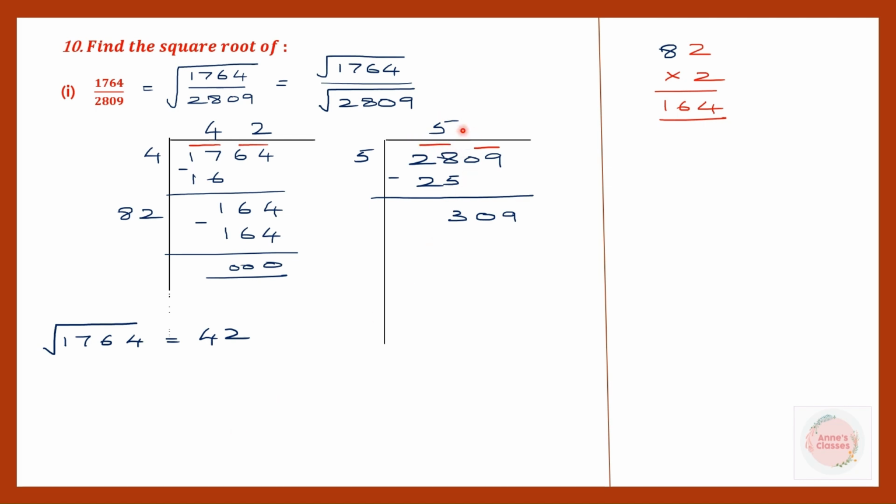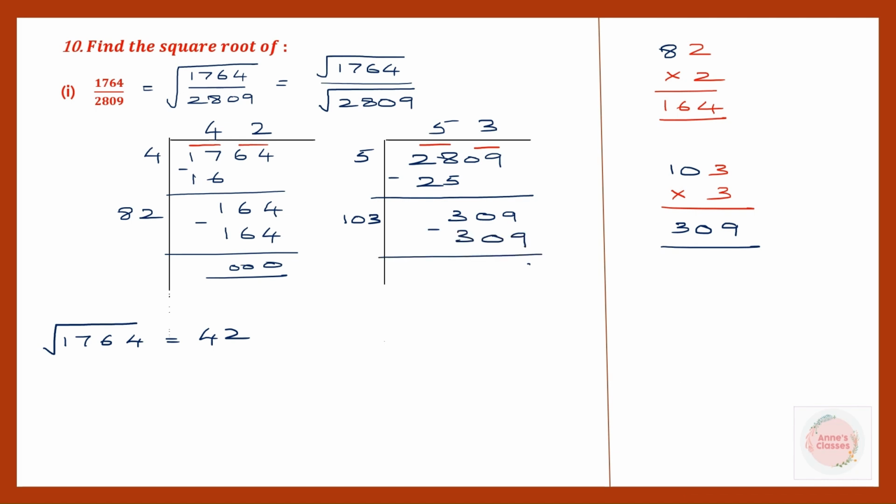Now we write the double of this, that is 5 2s are 10. Now put a number next to 10 and get a number close to 309. So let's write 10 and put the digit 3 next to it and multiply this by 3. 3 nines are 27, 3 zeros are 0, 3 ones are 3, 309. That means next to 10 we can put the digit 3 to get 309. So this becomes 103 into 3, which is 309. When we minus this we get 0.